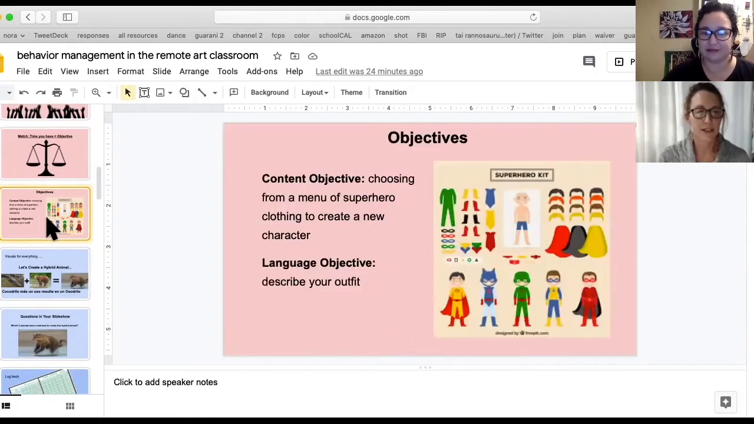So here's an example of a content objective and a language objective, which is what we always include in each lesson. We were doing a superhero unit, and for the beginning, our only content objective was that the students were going to choose one gesture that we taught them, and they were going to choose how to match clothing to create a new character. And that language objective was describing their outfit.